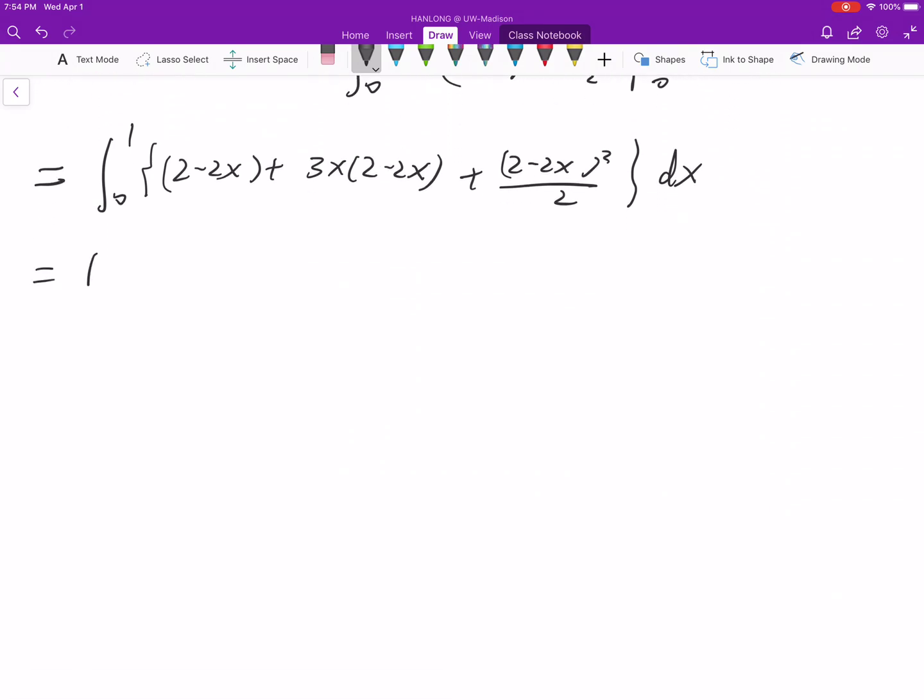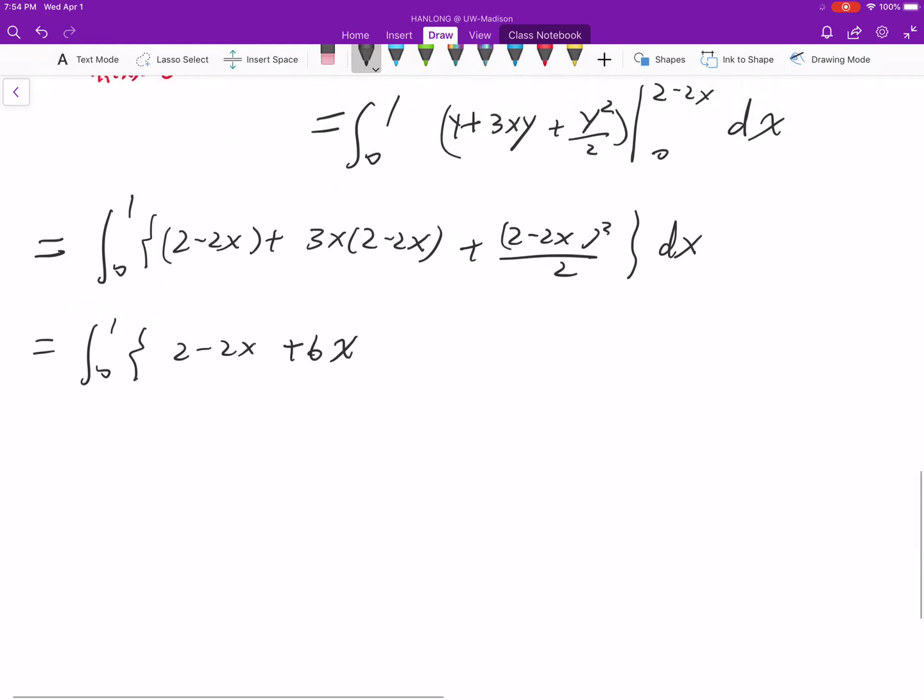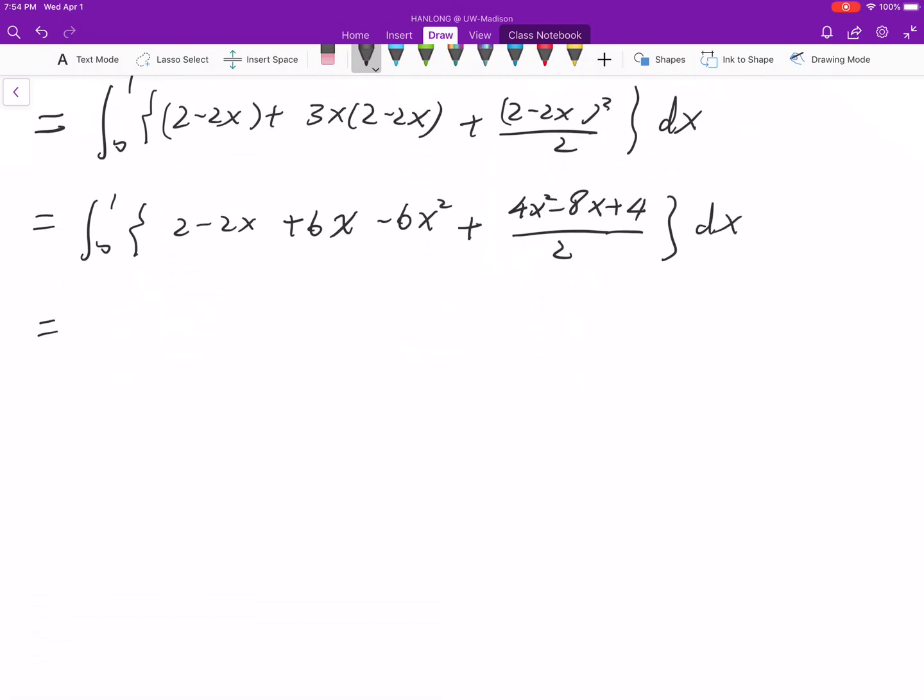Then we use the distribution law. 2 minus 2x plus 6x minus 6x squared, and plus, here you have 2 times 4x squared minus 8x plus 4, dx. So from 0 to 1, 2 minus 2x plus 6x minus 6x squared plus 2x squared minus 4x plus 2, dx.